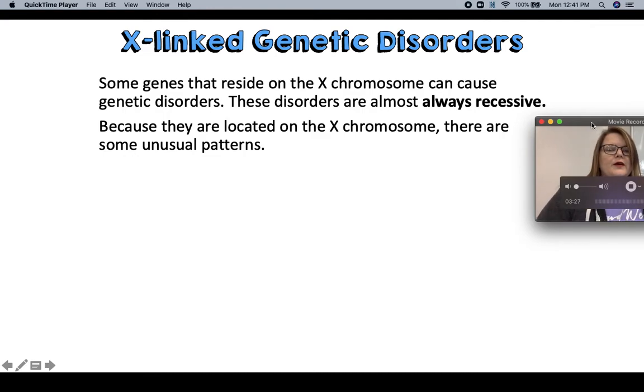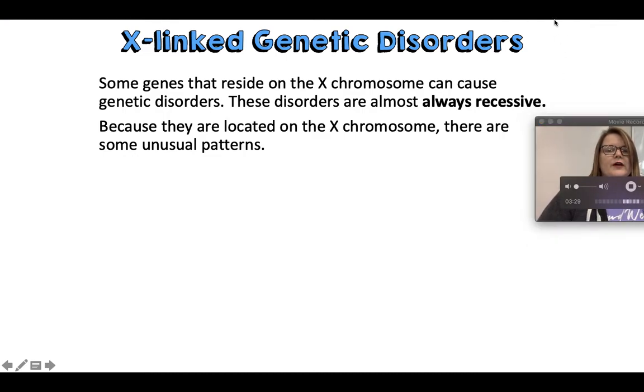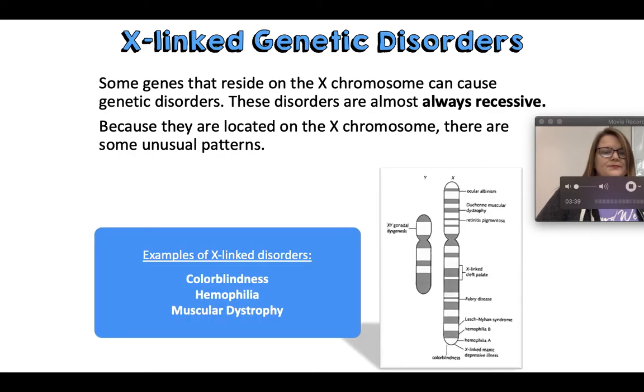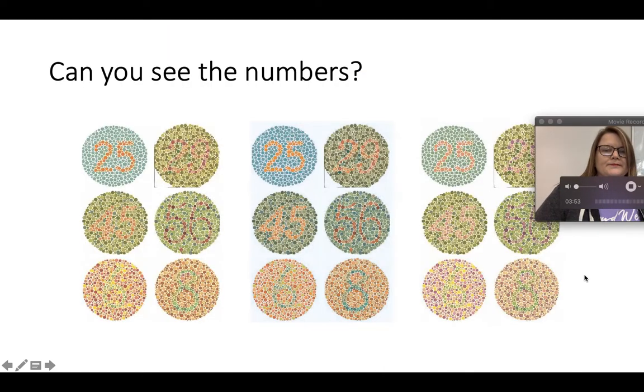Alright. Some genes reside on the X chromosome and can cause genetic disorders. These disorders are almost always recessive. Because they are located on the X chromosome, there are some unusual patterns. Examples of X-linked disorders like color blindness, hemophilia, muscular dystrophy, those are things that would be carried on the X chromosome, or the bigger one, on the 23rd pair.